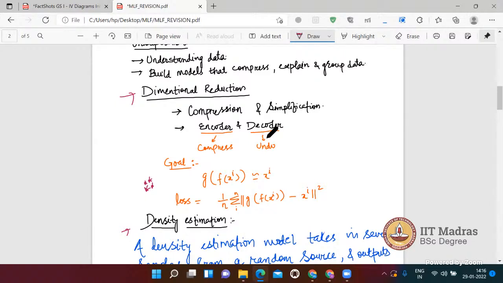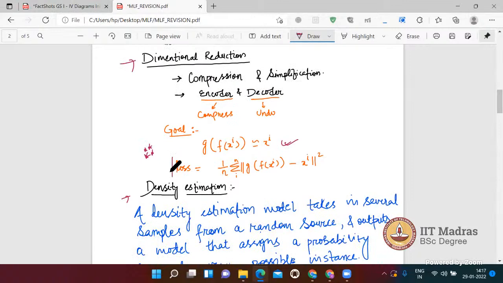Our goal is that when we use the encoder and decoder, in the end the value should match the value we gave at the start. How close we get to that goal depends on the algorithm. This is the goal in dimensionality reduction, and we can calculate the loss with the help of this function.